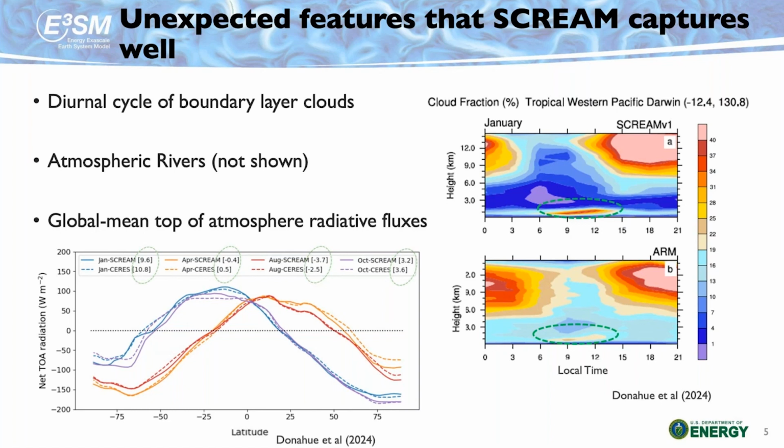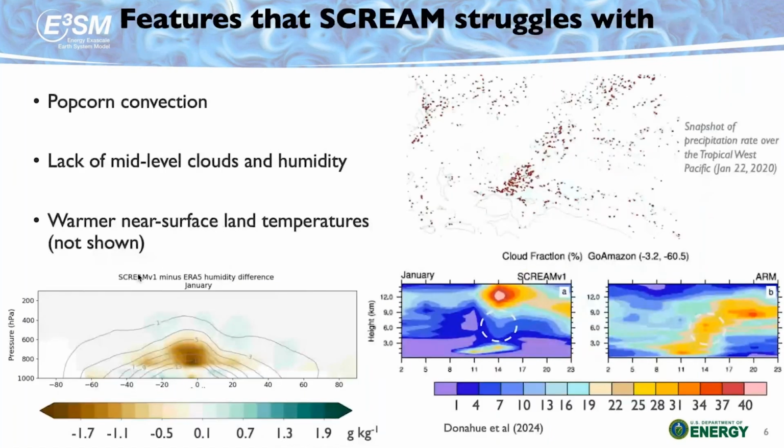And so that gets me to the next part, which is the things that SCREAM struggles with. One of the persistent biases or issues that we've seen within SCREAM is what we've been calling popcorn convection. This has to do with the organization of convection, where if you look at a snapshot of precipitation rates, such as shown on the top right here, a snapshot over the tropical West Pacific, you can see the precipitation rate is more speckled. It's not as organized as we'd expect if you were to, say, look at satellite retrievals.